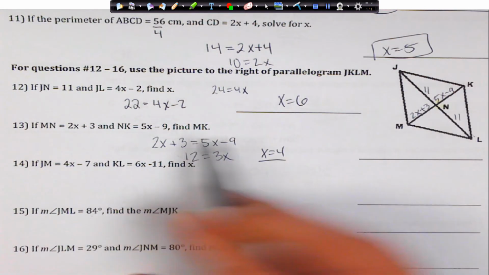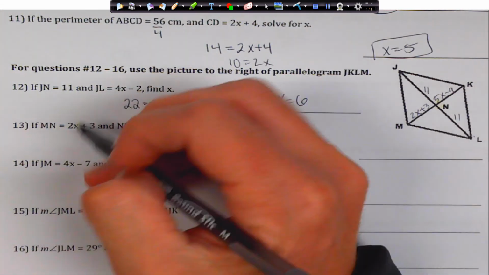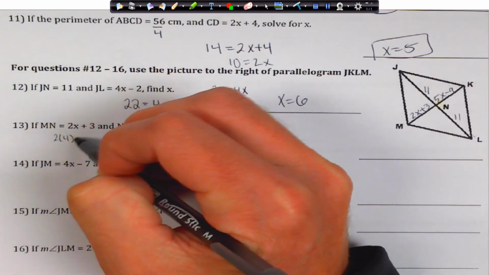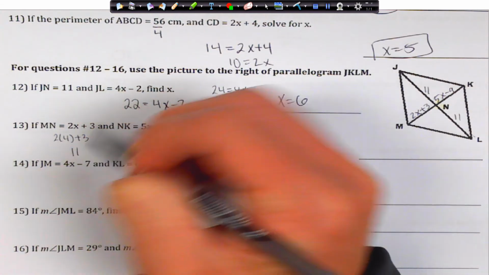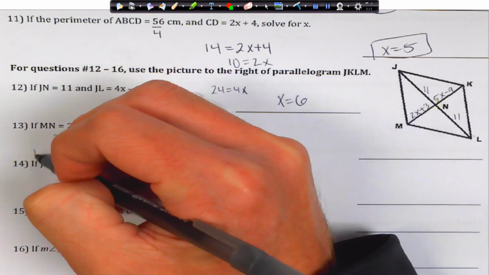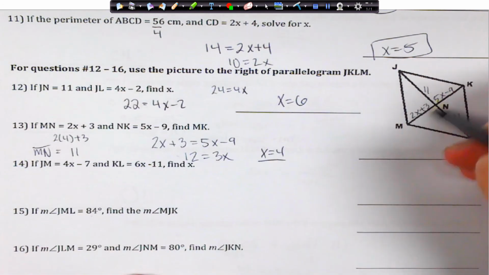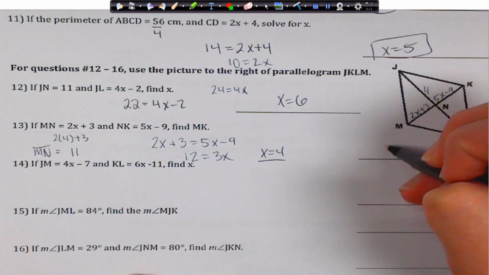And then it says find MK, which is the whole thing. So if I plug 4 back in, we're going to get 8 plus 3, which is 11. So MN is 11. Well, if this is 11, that's 11. The whole thing is going to be 22.